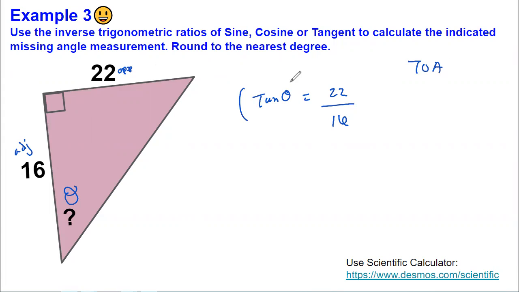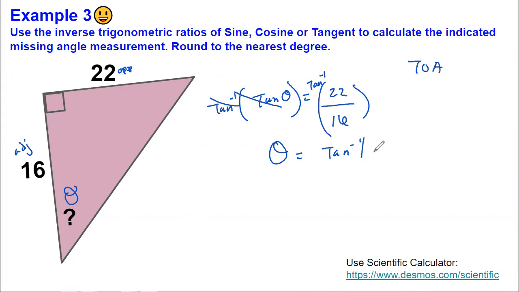Now we're going to do our inverse, tangent inverse. This eliminates my tangent over here on my left side. So we're left with theta equals tangent inverse. What is the decimal value of 22 divided by 16? You guys have your calculators. It would be 1.375. Now we have 2 options, either use a calculator or use our table.